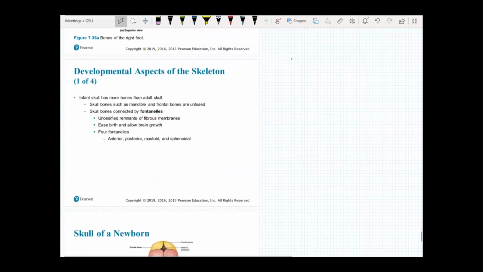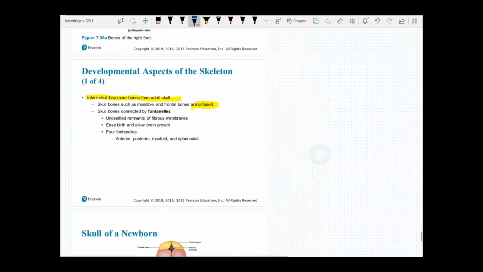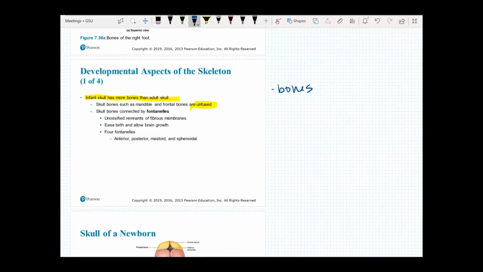Okay, so one of the things with this skeleton is going to be the developmental aspects. The infant skull has more bones than the adult skull, because a lot of the bones are unfused in an infant and then will fuse in an adult. Throughout development, your bones will actually fuse during your lifetime. As they fuse, you will end up with the 206 bones present in an adult skeleton, but as an infant, you will have a whole lot more that will then end up fusing.